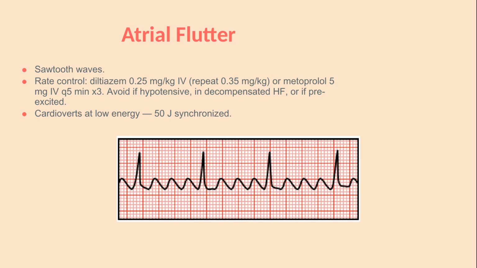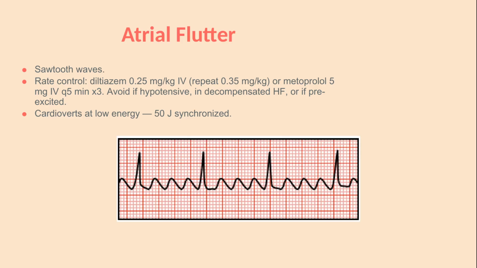Rate control uses the standard AV nodal agents. Diltiazem 0.25 mg per kilogram IV over 2 minutes with an infusion to follow, or metoprolol 5 mg IV repeated as tolerated, watching the blood pressure with either choice. Flutter tends to be stubborn with drugs but delightfully responsive to electricity, converting at low synchronized energies, so cardioversion is a reasonable early choice in the appropriate patient.